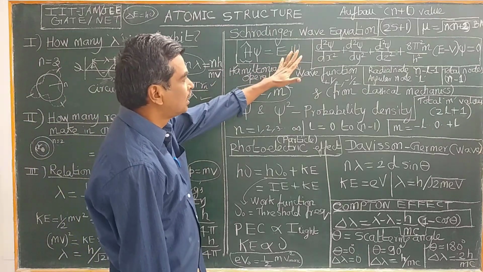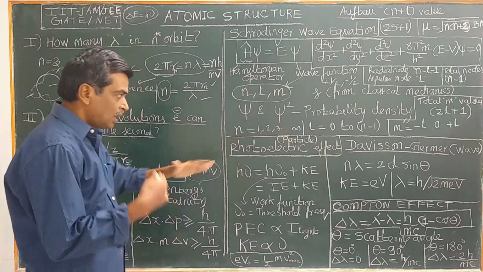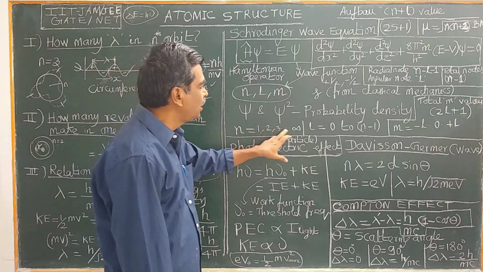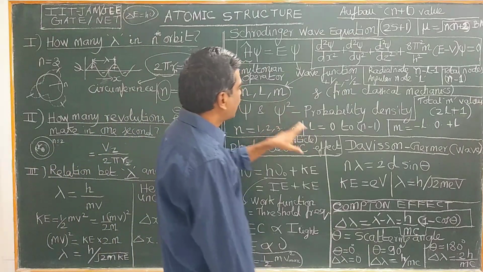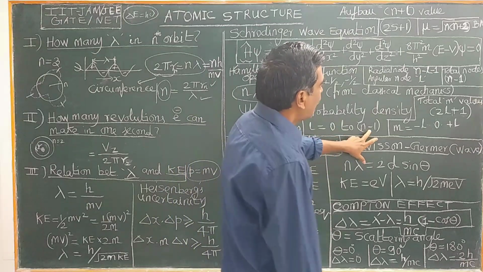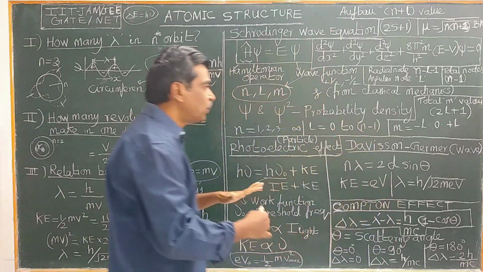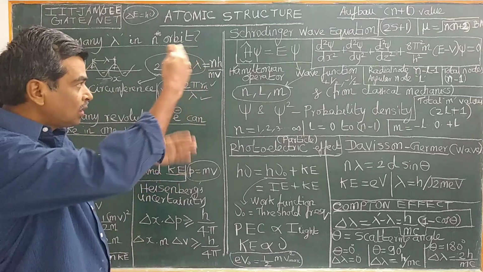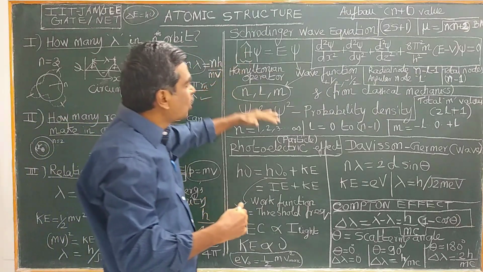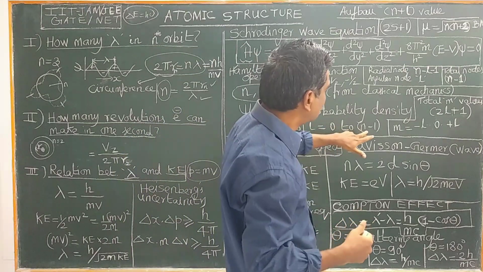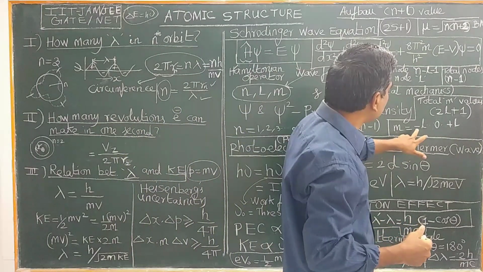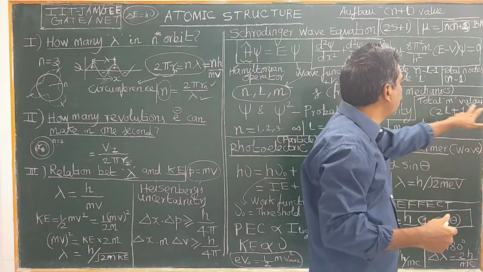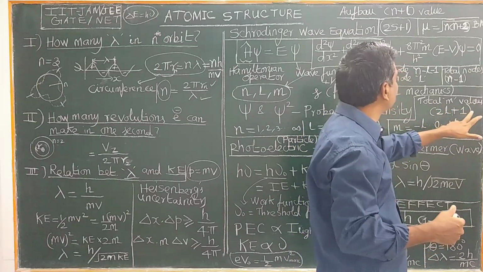Now, what are the values? On solving this mathematical equation, by mathematical condition, n can be 1, 2, 3 up to infinity. L can be 0 to n minus 1, as you have studied in your textbook. But these all come from solving the Schrodinger wave equation. And m, the magnetic quantum number, can have values from minus l through 0 to plus l. The total number of m values is equal to 2l plus 1.